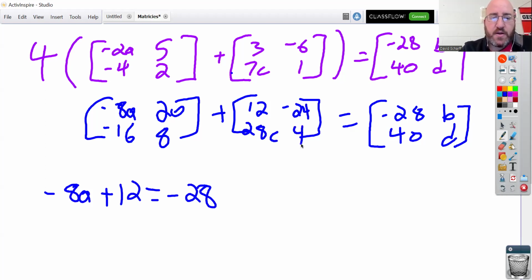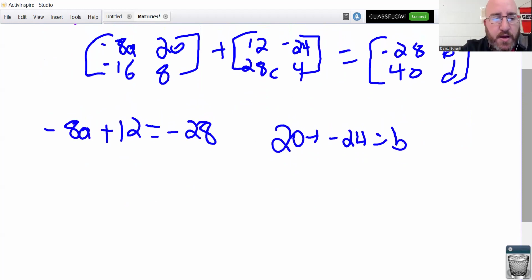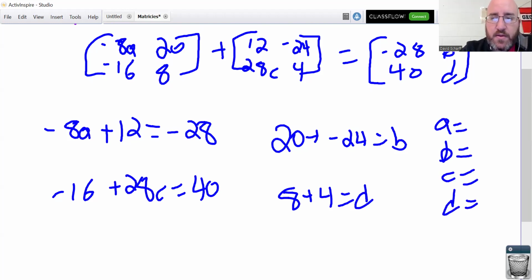So here we would still get -8A plus 12 equals -28 top left. 20 plus -24 equals B top right. -16 plus 28C equals 40 bottom left. 8 plus 4 equals D bottom right. Again, you're still solving for A, B, C, and D. D is obviously going to be 8 plus 4 is 12. B, 20 plus -24, 20 minus 24 is -4.